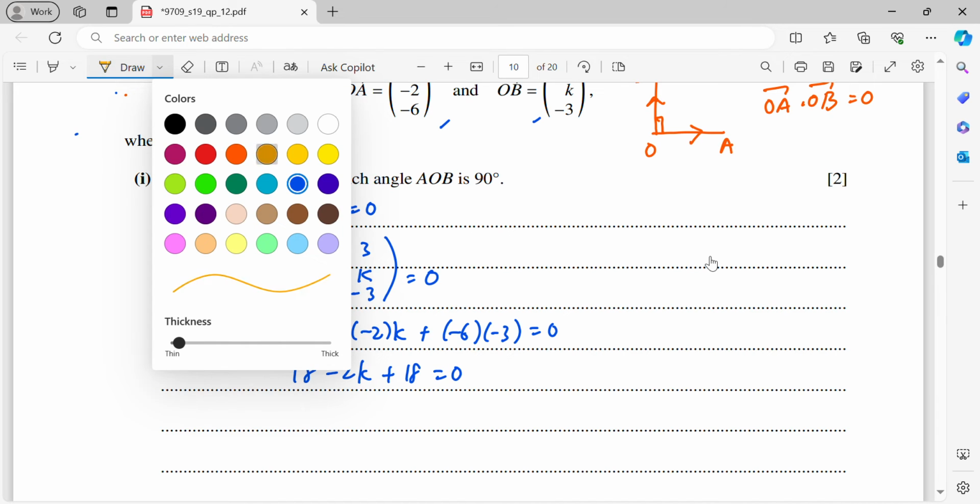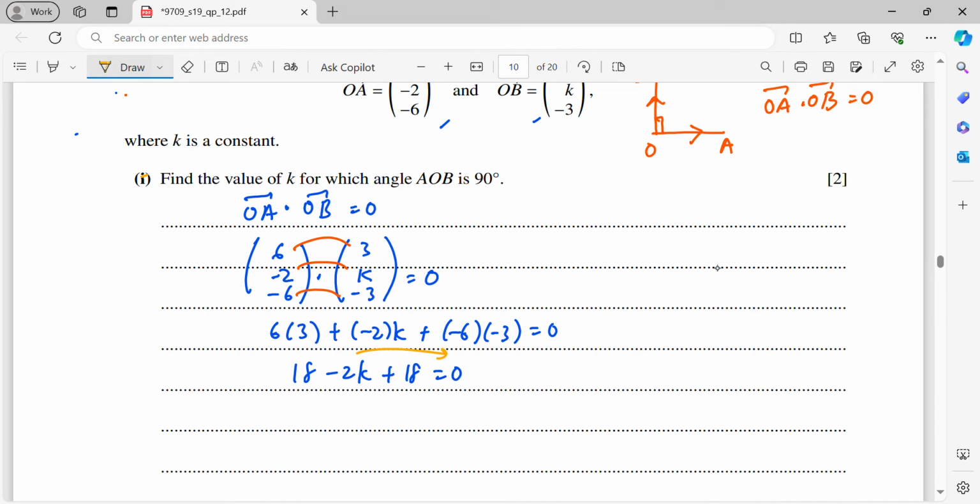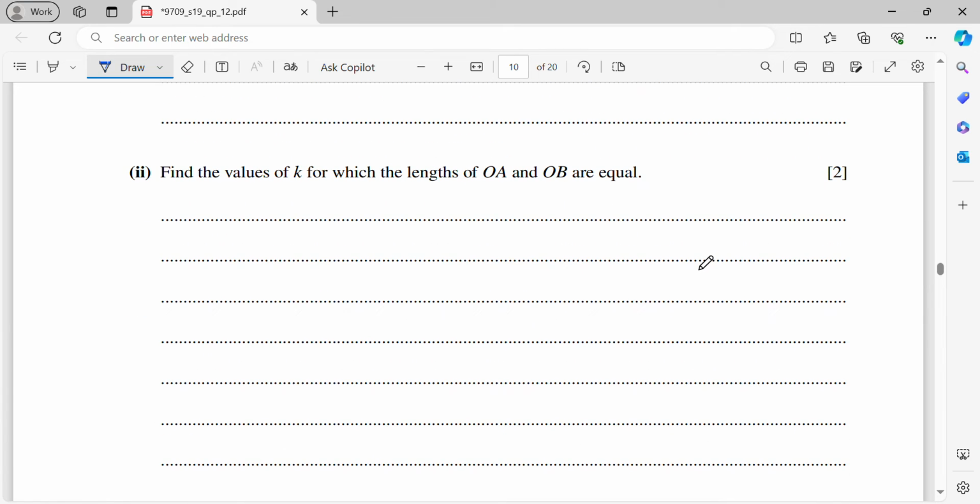The minus 2k will be moved to the other side. So then I will write the 2k first. 18 plus 18 is 36. Therefore my k is 18. Now part 2. Find the values of k. Values means more than 1 k, for which the lengths of OA and OB are equal.